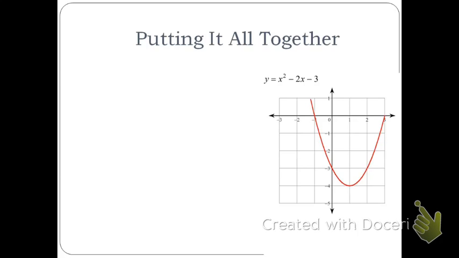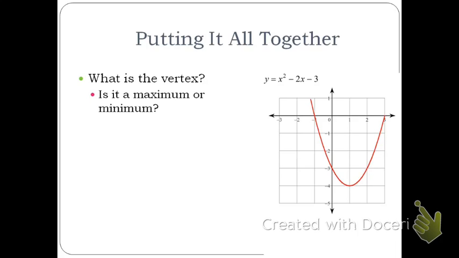Questions on the ECA will ask you to put it all together or ask for all those elements. So they'll give you a graph like this and maybe even the equation to go with it. And they will ask you, what is the vertex? And is it the maximum or minimum? We'll take a look at this graph. Is that the maximum or minimum? The vertex is located right here.